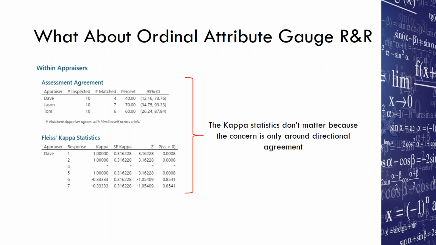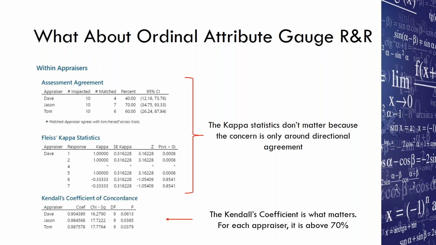So first, within. This is going to be within variability. This is the repeatability. Now remember, the kappa statistics don't matter because we only care about directional agreement. So we need to take a look at the Kendall's coefficient of concordance. We don't care anything about the kappa value. And you can see here that for each one of my operators, their assessment is greater than 0.7, which is what we're using as our acceptance criteria. So at least within, all of my operators are consistent.